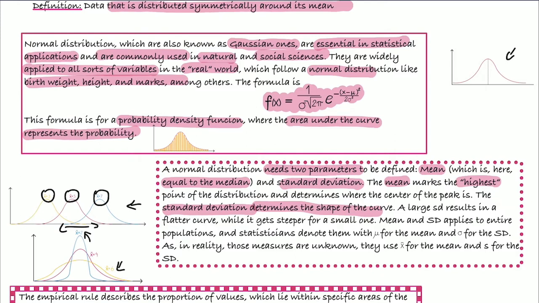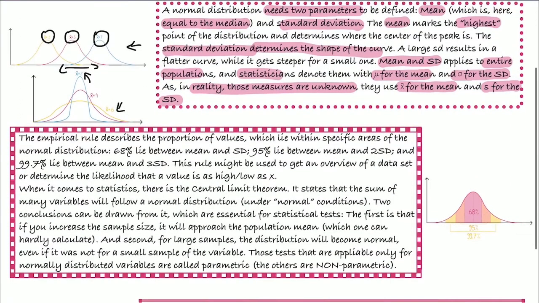Now, mean and standard deviation actually apply to entire populations, and statisticians denote them with mu and sigma for a mean and a standard deviation, but as in reality those measures are unknown, we use x̄ for the mean and s for the standard deviation. So just that you're familiar with the different terms.